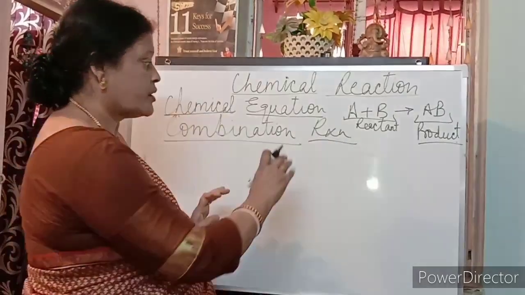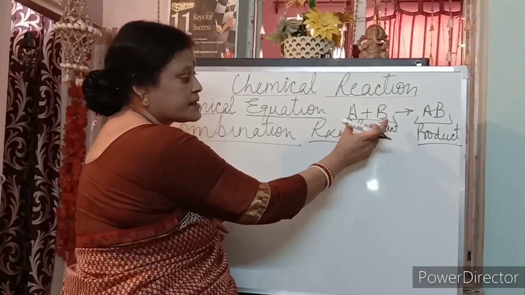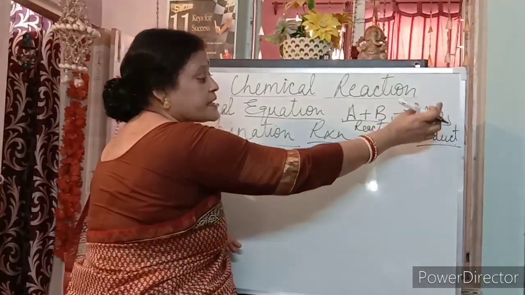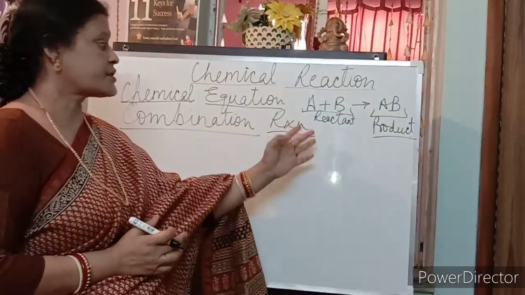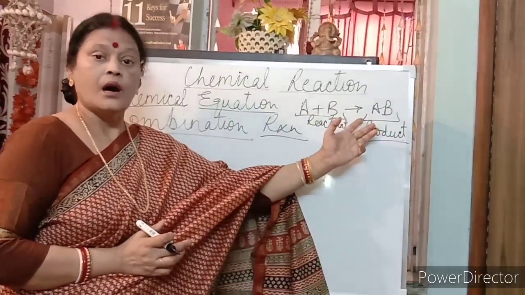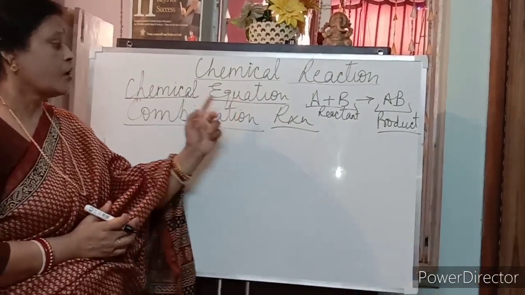Suppose I am talking about A plus B gives AB. That means these are the substances which are reacting, known as reactants, and the product, that is AB, the new substance, is formed. So this is the chemical reaction, in which a substance undergoes chemical change to form a new substance. Clear?